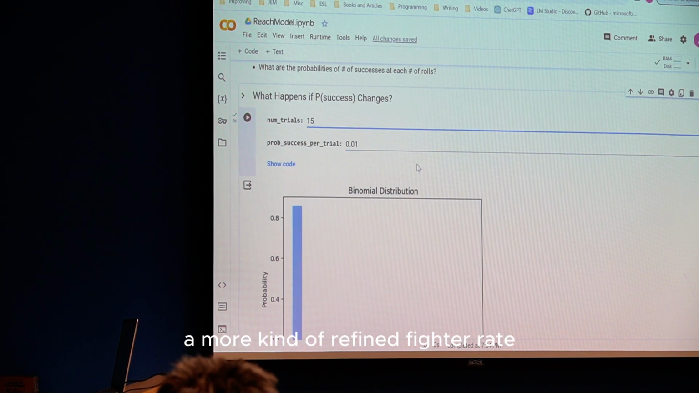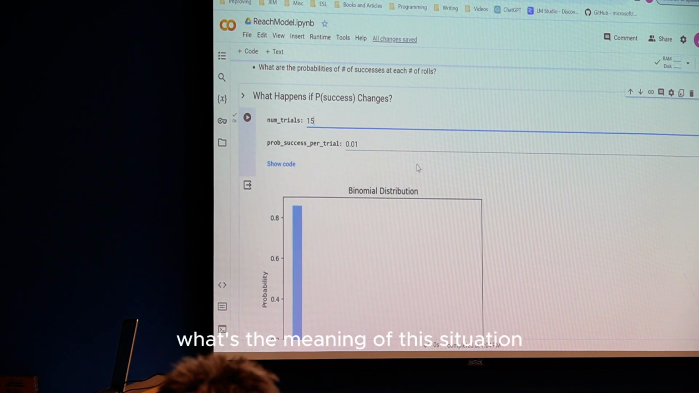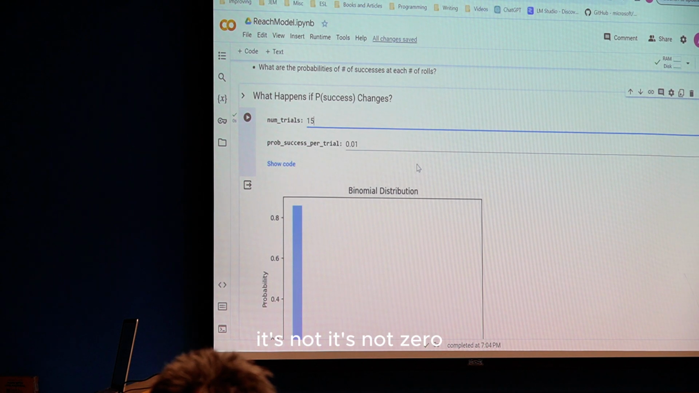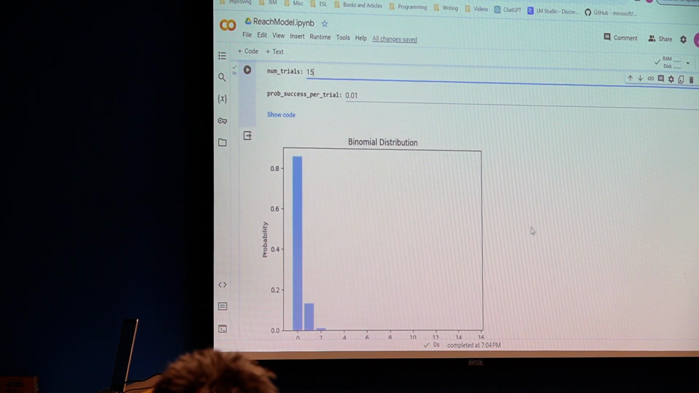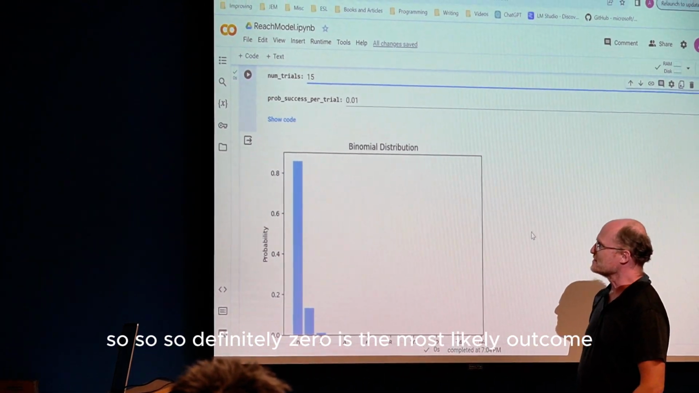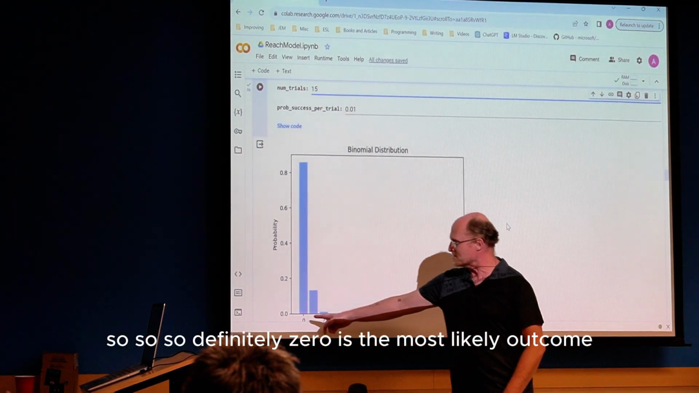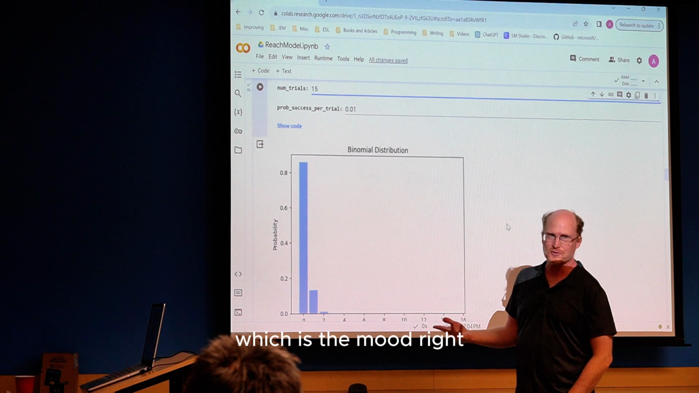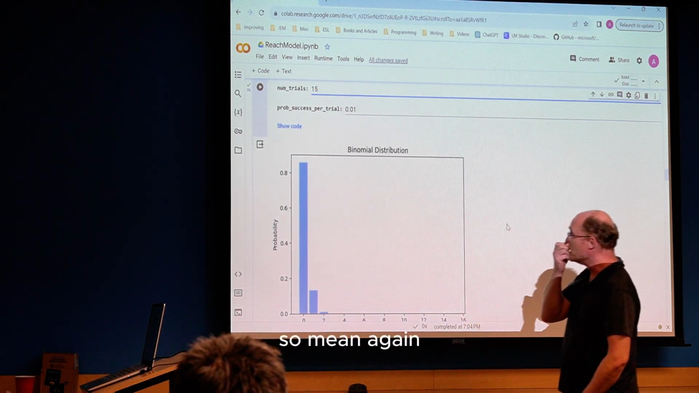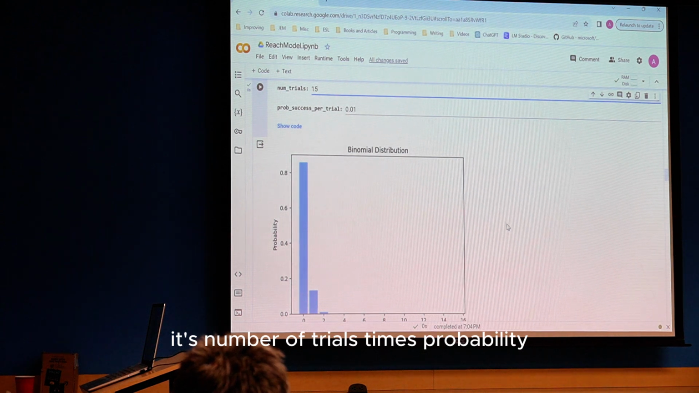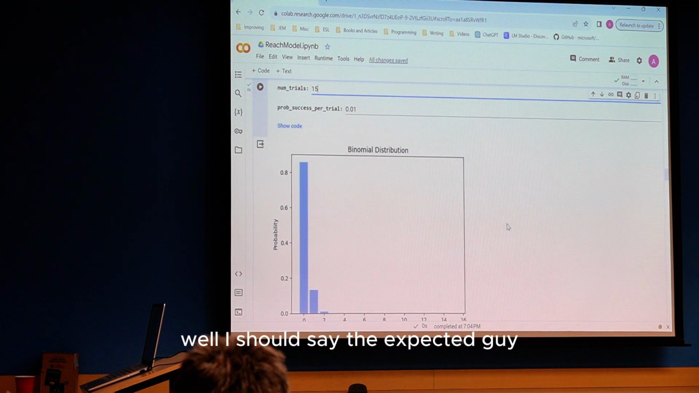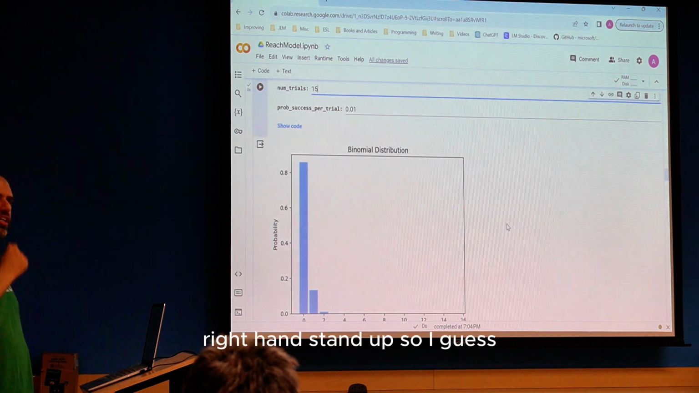What's the mean of this distribution? It's not 0, but close, right? So definitely 0 is the most likely outcome, which is the mode. The most likely outcome is called the mode, right? So the mean, again, is number of trials times probability, so what's the mean? Or I should say the expected value. Brian had his hand up.